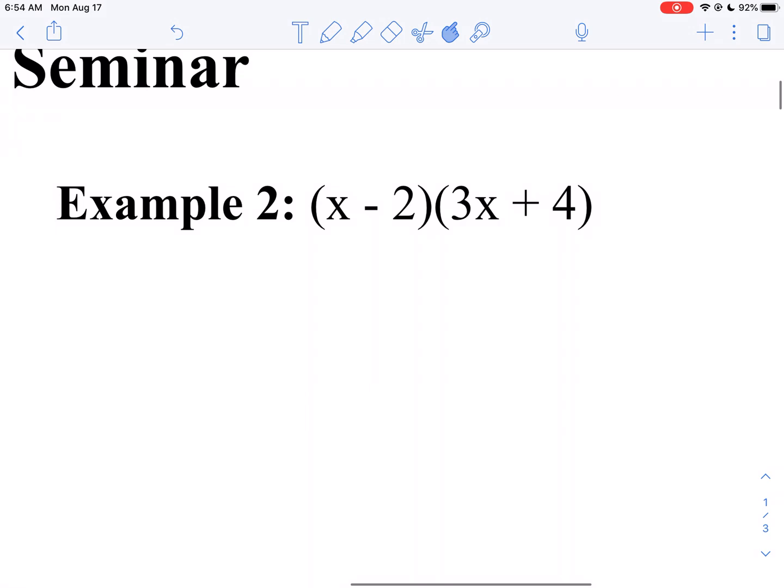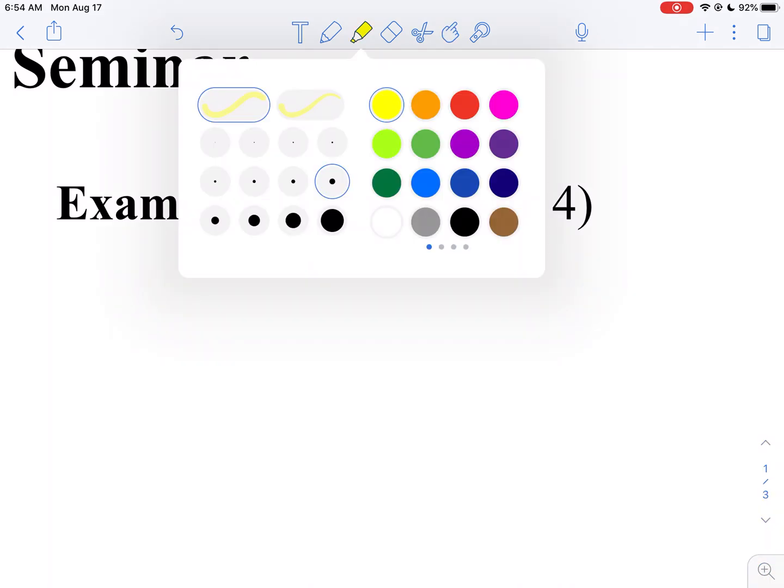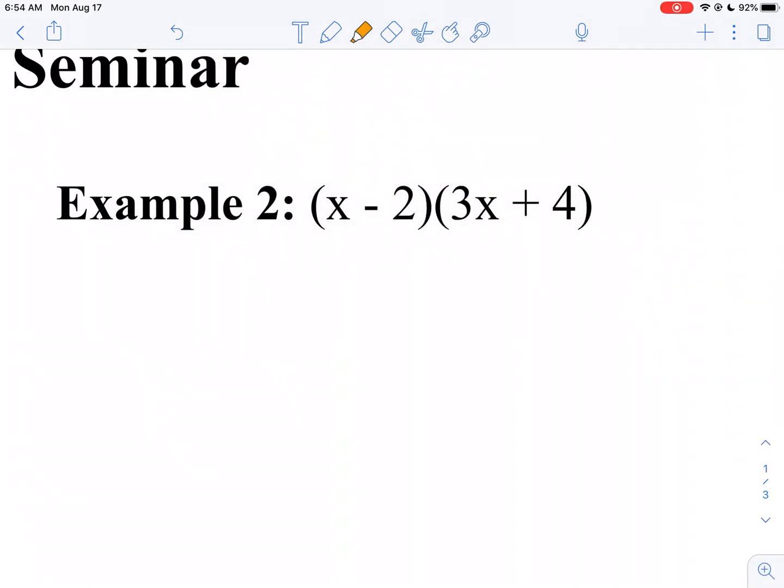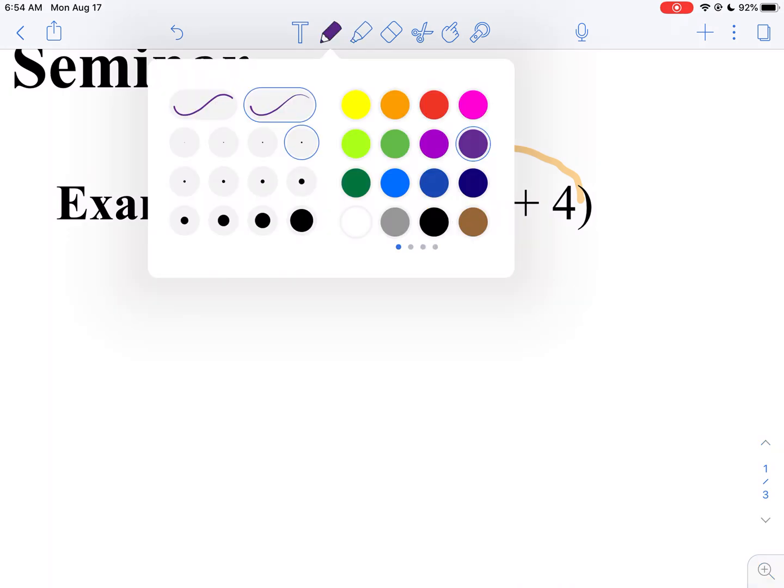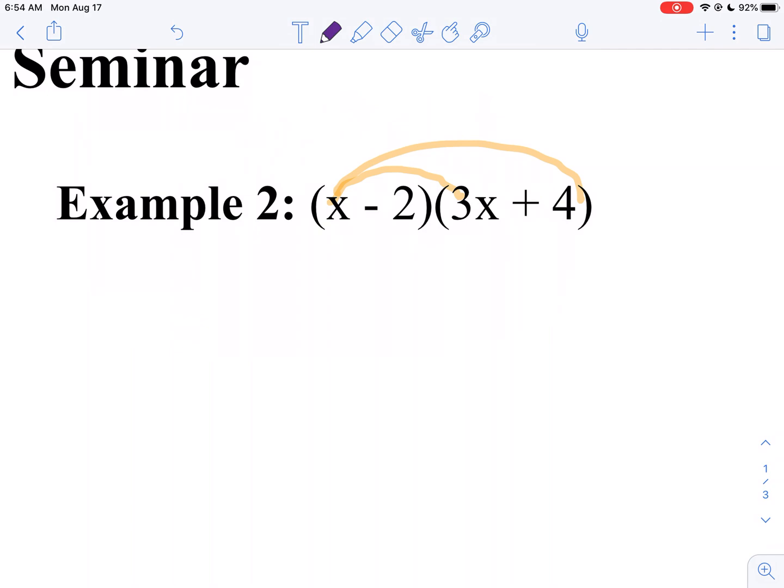On example 2, let's see if you can do this one yourself. Pause the video, do the problem, and then come back. So I'm going to take x and distribute that to the second parenthesis, because the order you distribute doesn't matter. So x times 3x, well, that's 3x squared. x times 4, that's positive 4x.